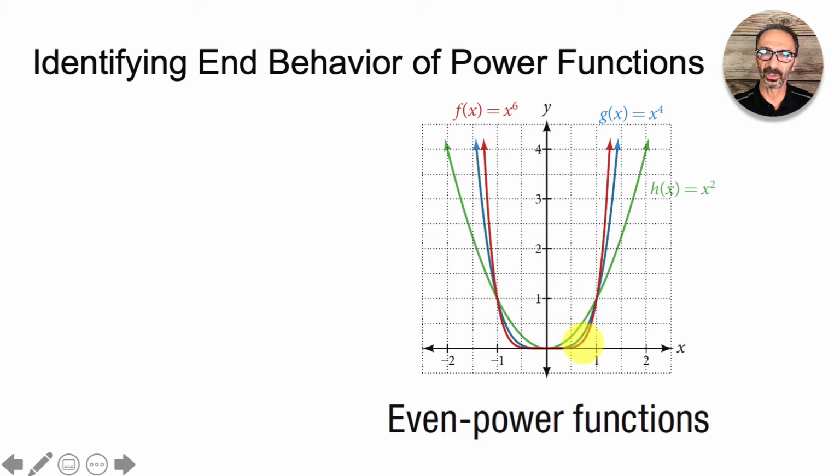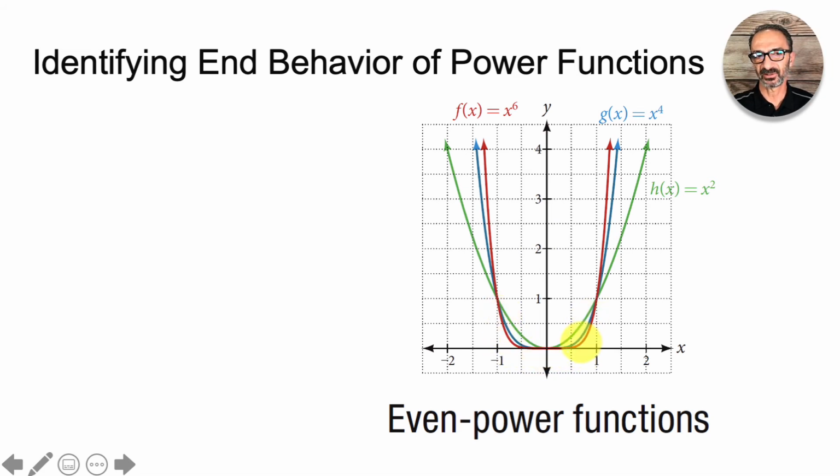It's lower values. Why? Because here you're going to plug in, for example, half times half times half times half. It's 1/16. Compared to here, it's half to the second, which is half times half, which is 1/4. So when you multiply half by itself 4 times, it's lower value. When you multiply half by itself 6 times, it's even lower. You could see the red is the lowest between -1 and 1.